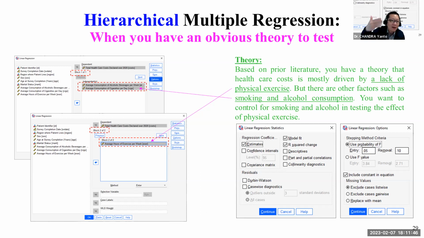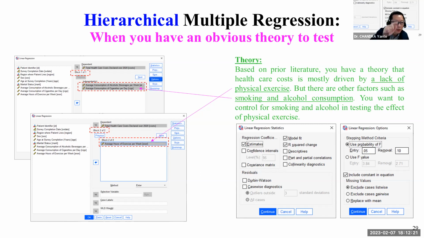But you also know there are other correlates or other variables that also predict the total healthcare cost, and you know that, oh, smoking and alcohol consumption are also important, but you don't know how important they are, right? So in essence, you want to control for the effect of smoking and alcohol consumption when you test this variable on exercise, how much people do physical exercise. So when you do the hierarchical regression, right, you can first enter these variables that you want to control for, such as the alcohol consumption and the cigarettes.